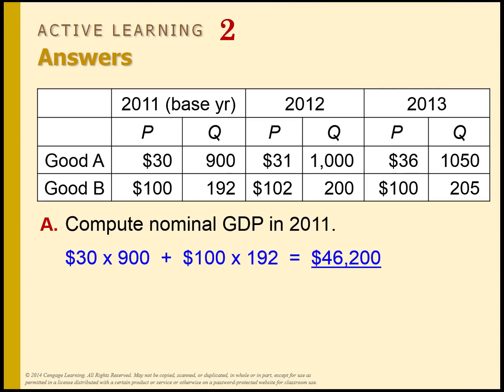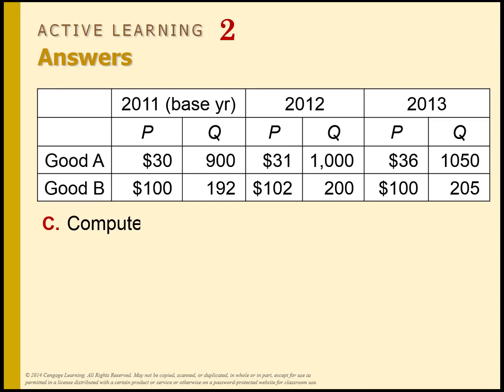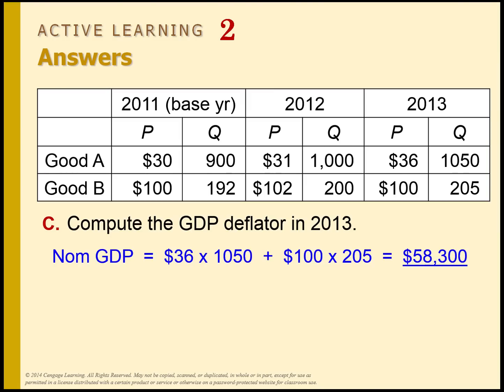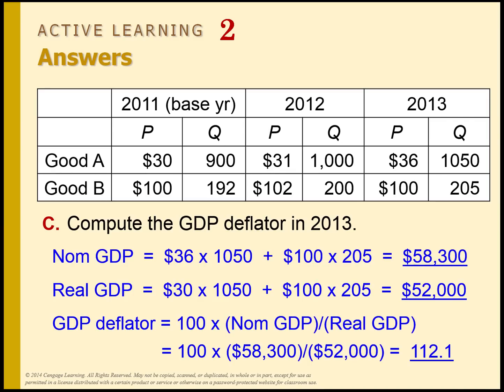All right, nominal GDP in 2011, very easy. Prices and quantities from 2011, 46,200. Real GDP in 2012. Well, I used the quantities from 2012, but the prices from 2011 because 2011 is the base year. Okay, and then I'm left with $50,000. And then finally, I need you to compute the GDP deflator for 2013. This is going to require you to calculate both the nominal GDP from 2013 as well as the real GDP from 2013 and then divide them so you get this, meaning that prices were 12% higher in 2013 than they were in 2011, the base year.